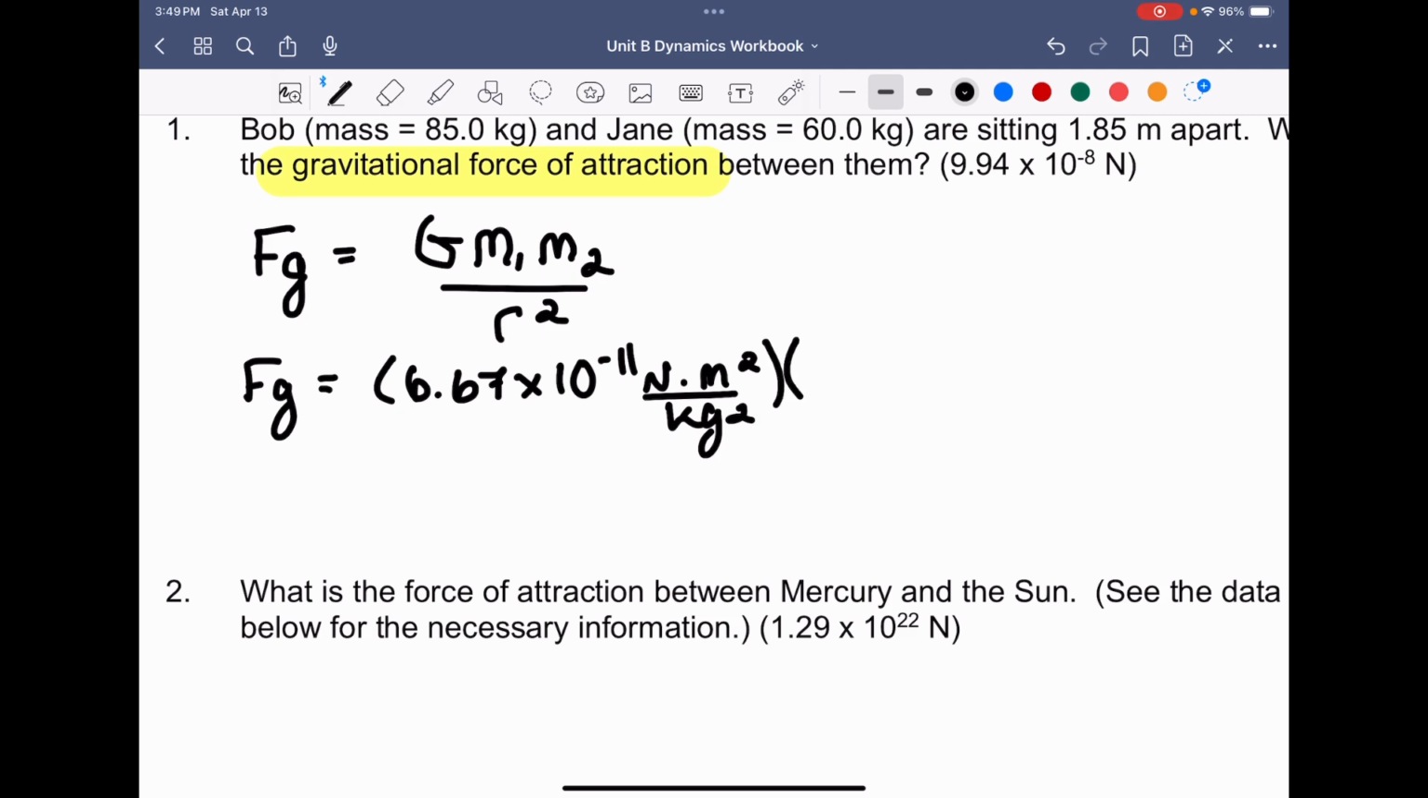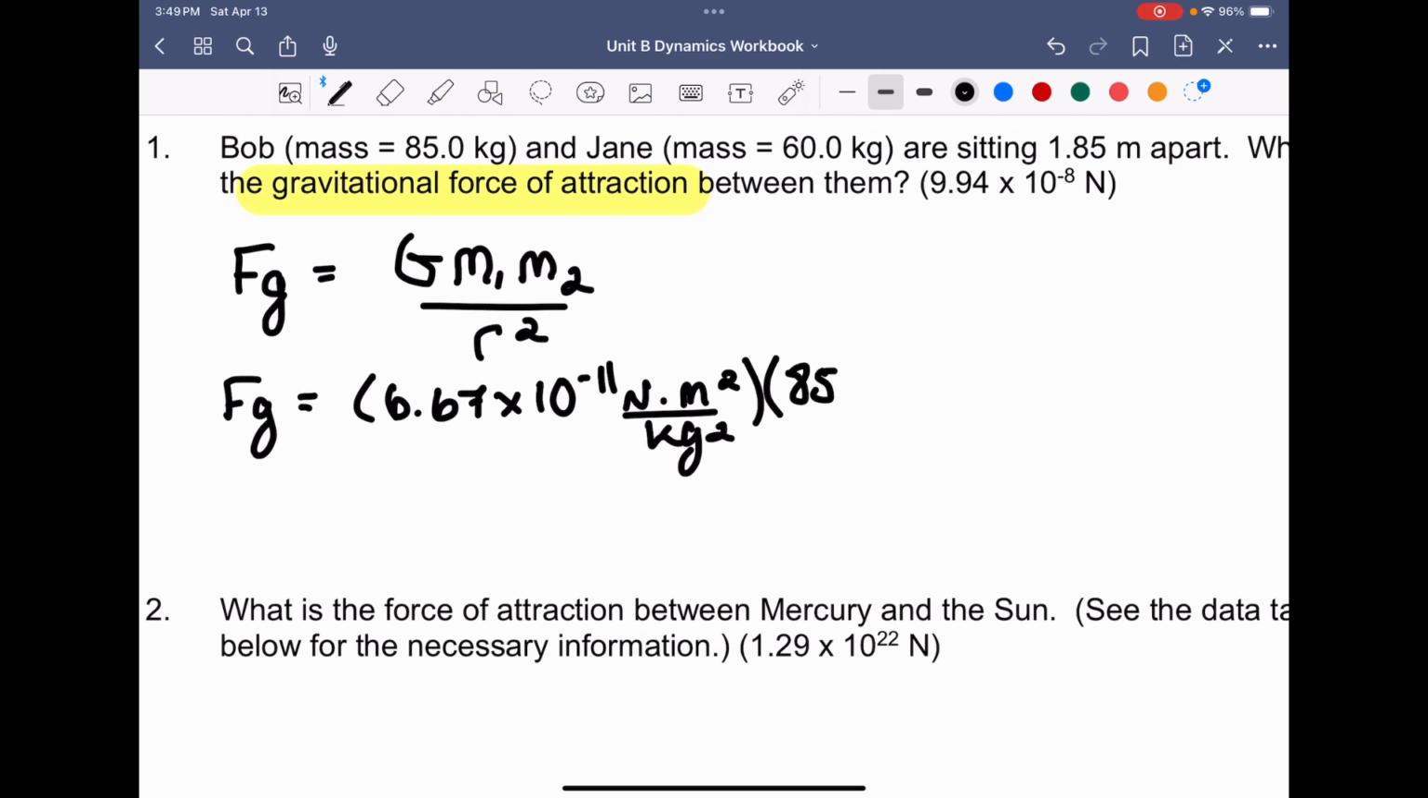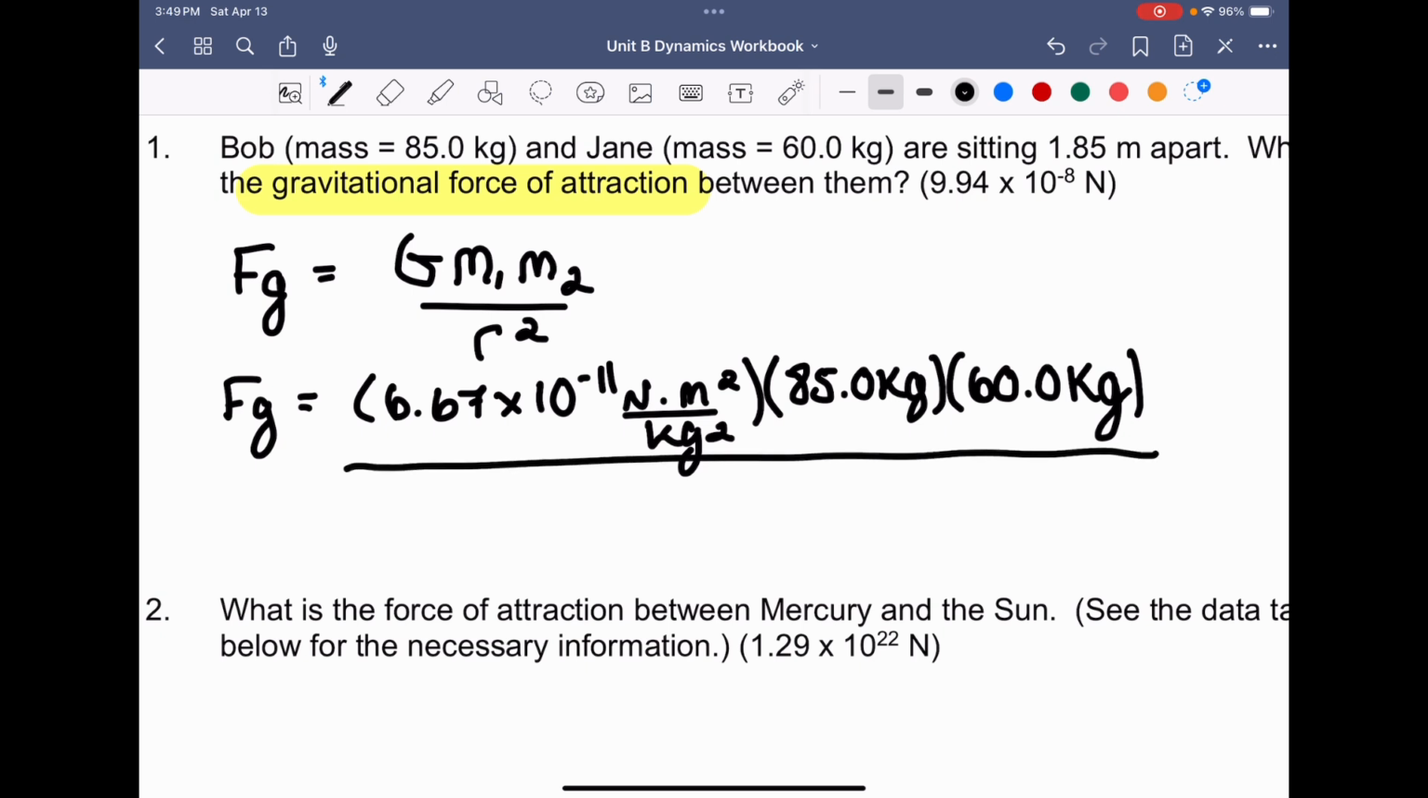And now we're going to put both masses. First and foremost, we're going to put 85.0 kilograms, which is Bob's mass. Then we're going to put Jane's mass, which is 60.0 kilograms. And again, we're putting units with it, divided by the radius squared, 1.85 meters squared.